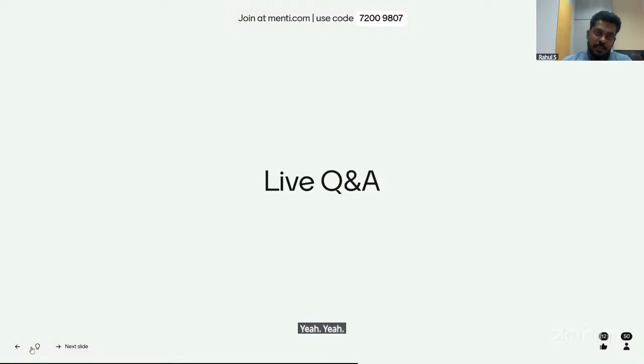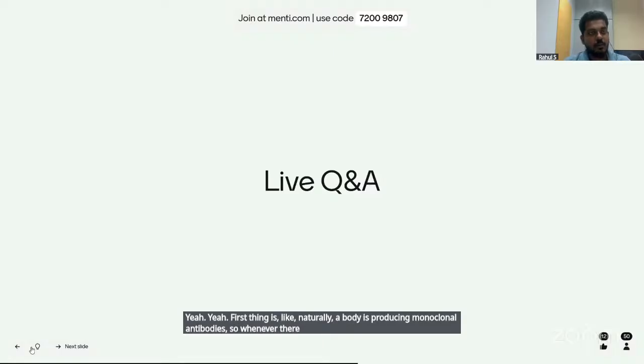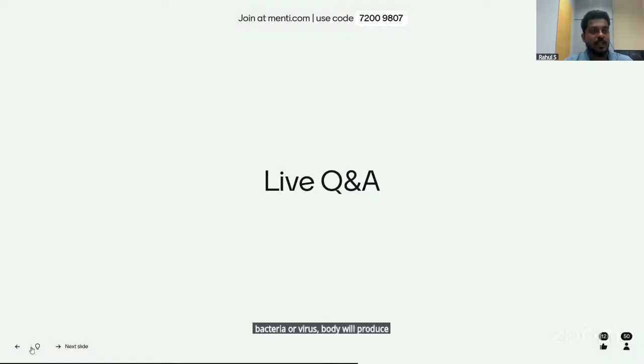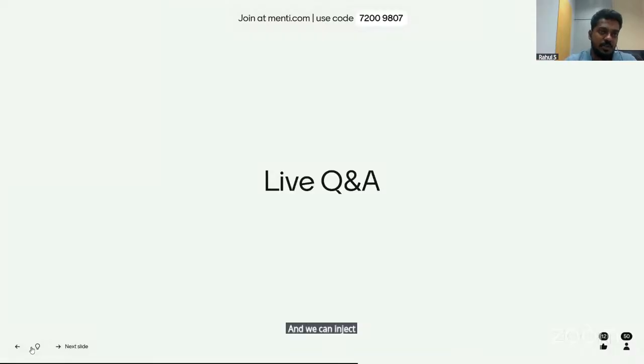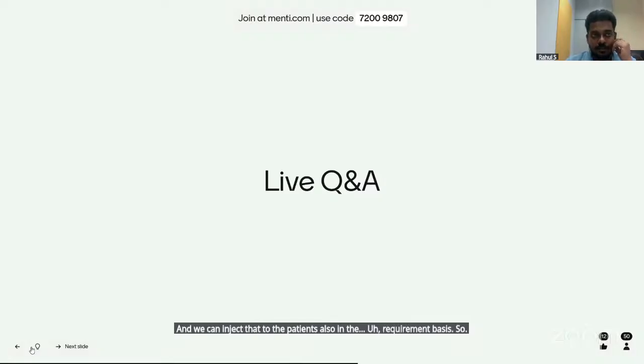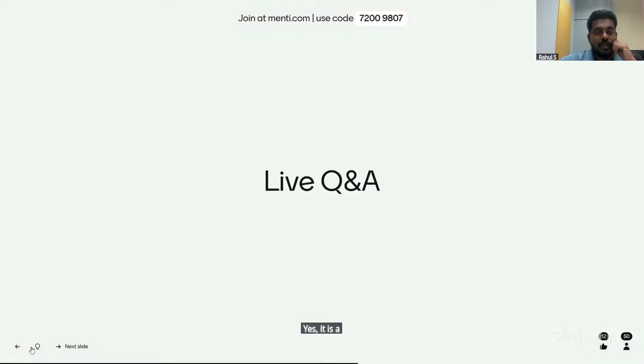First, naturally the body produces monoclonal antibodies. Whenever there is an attack on your body by bacteria or a virus, the body will produce monoclonal antibodies. But in some cases, like cancer, we have monoclonal antibodies produced outside using cells or bacteria, and we can inject them into patients as required. So yes, it is a naturally produced product, but we can produce it synthetically using cells, and we can give it to patients also.